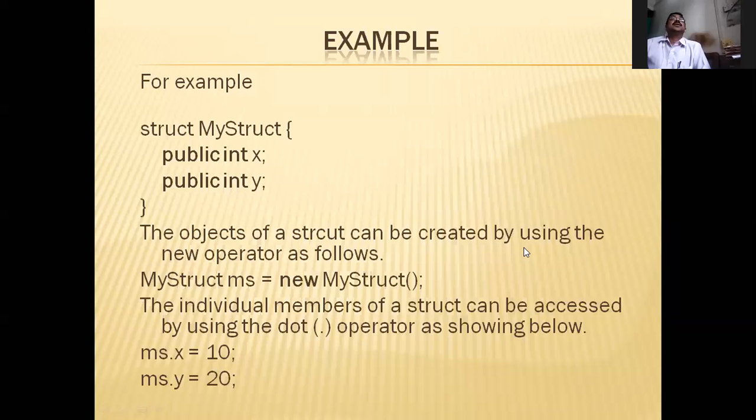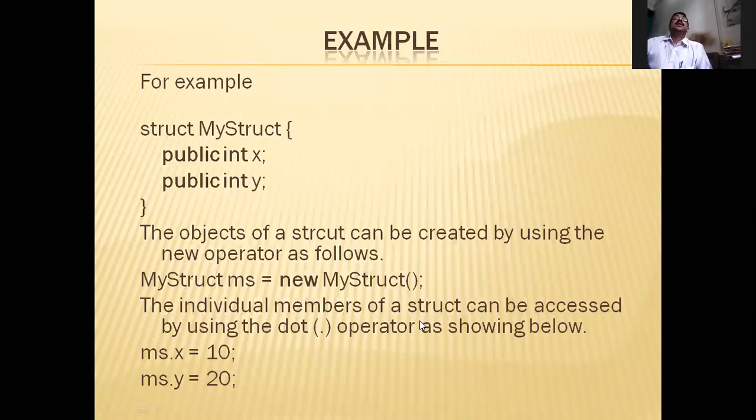So the object of a structure can be created. How can we create an object of this structure? You can see here the name of the structure is given, MyStruct. This is the name of the object, ms, equals new MyStruct, where MyStruct is the structure.